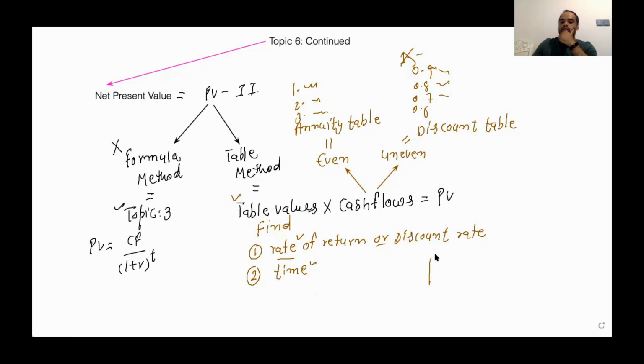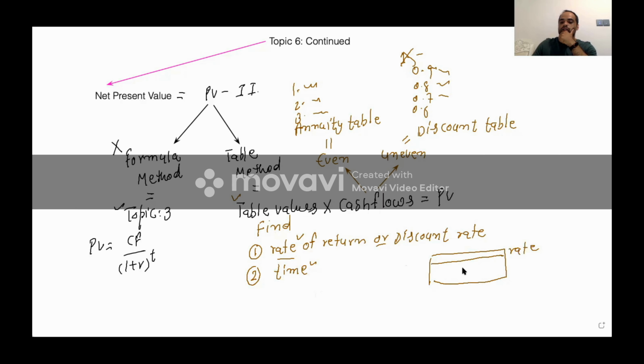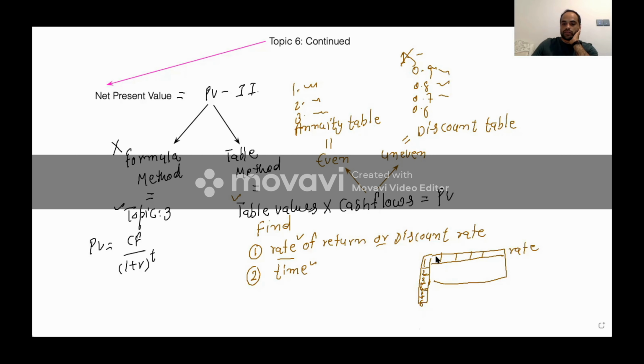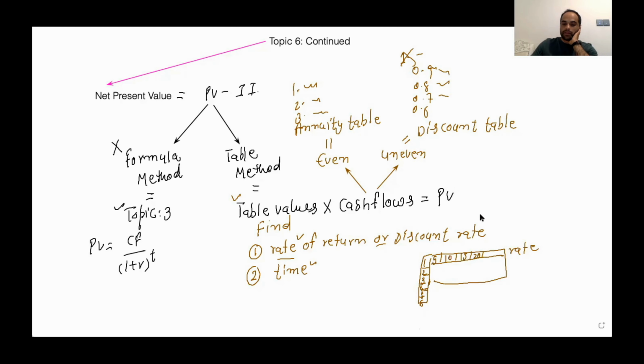So the table looks like this. Here you have the rates, so let's say 5%, 10%, 15%, 20%, and so on. And in the column, you have time: 1 year, 2 years, 3 years, 4 years, 5 years, 6 years, and so on.